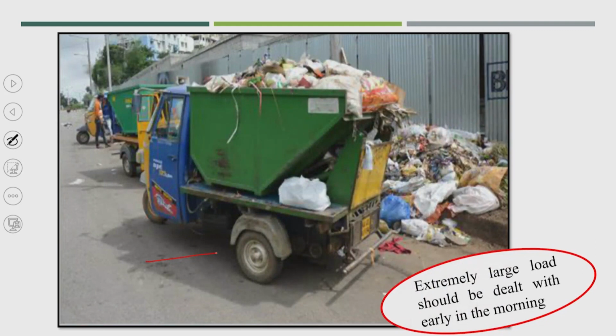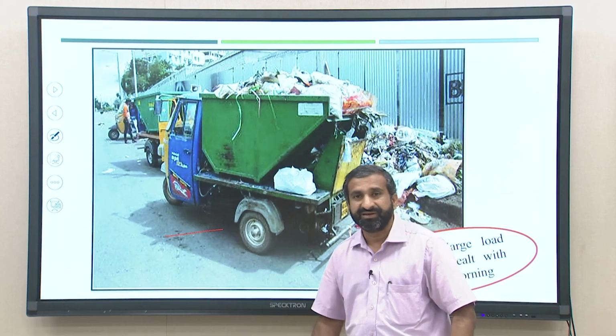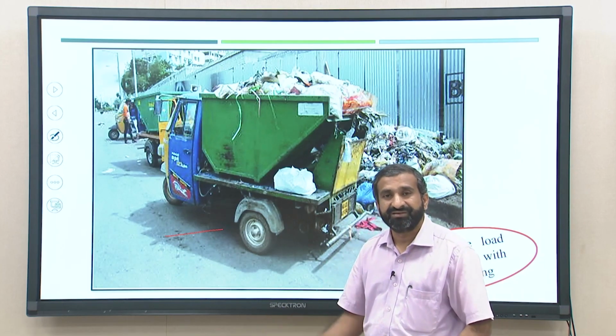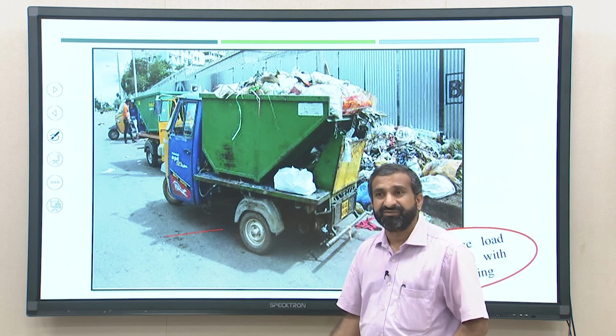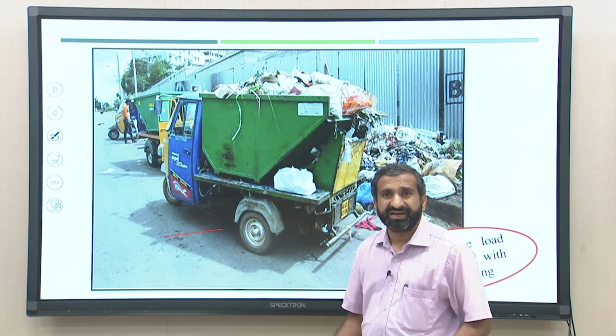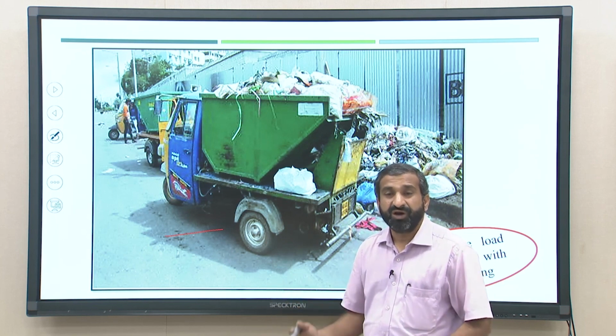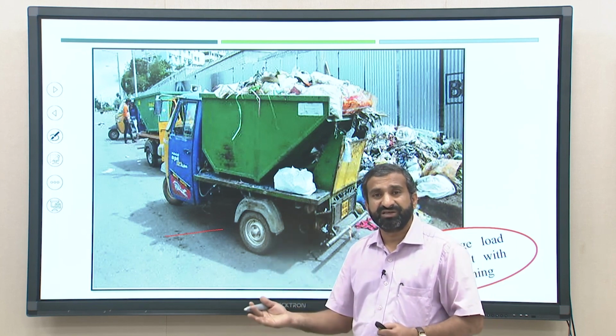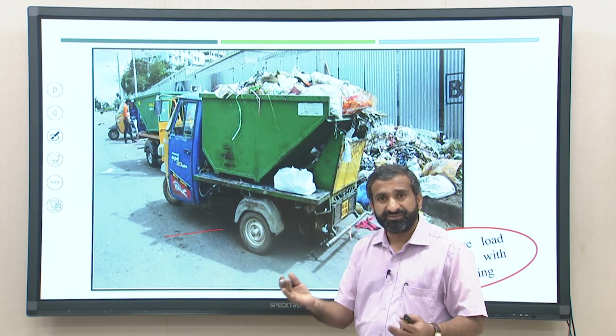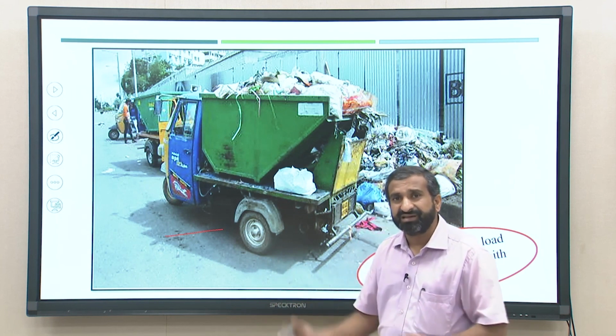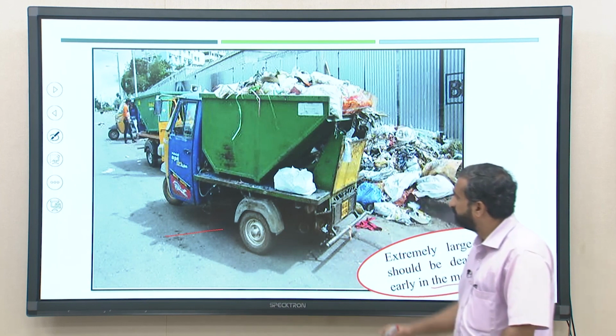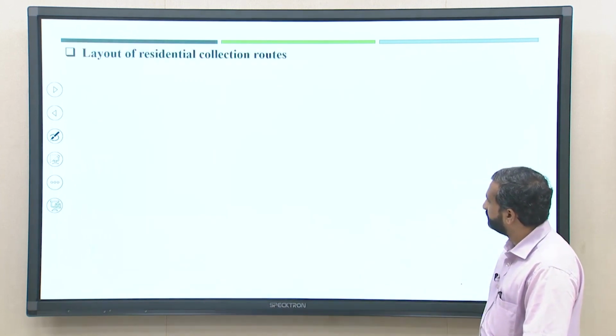And extremely large loads should be dealt with early in the morning. This is also one important point. Wherever festivals or some particular events have been held, where a large amount of waste has been generated, that kind of large load, or even construction or demolition waste, should get collected early in the morning, to avoid the traffic issue.